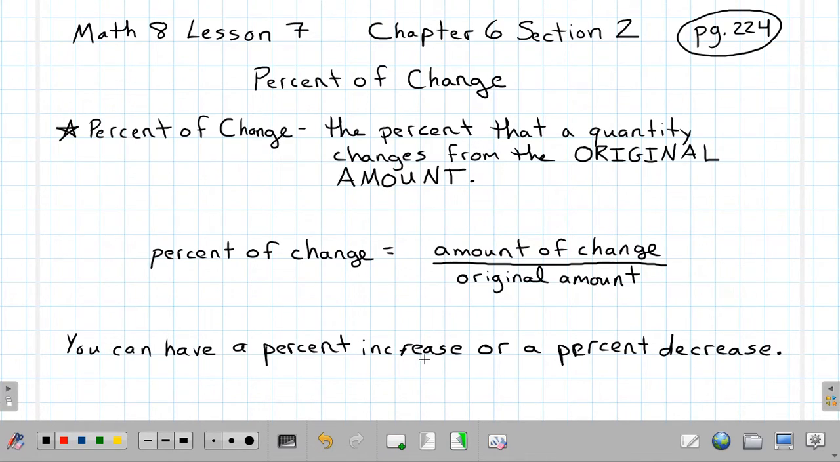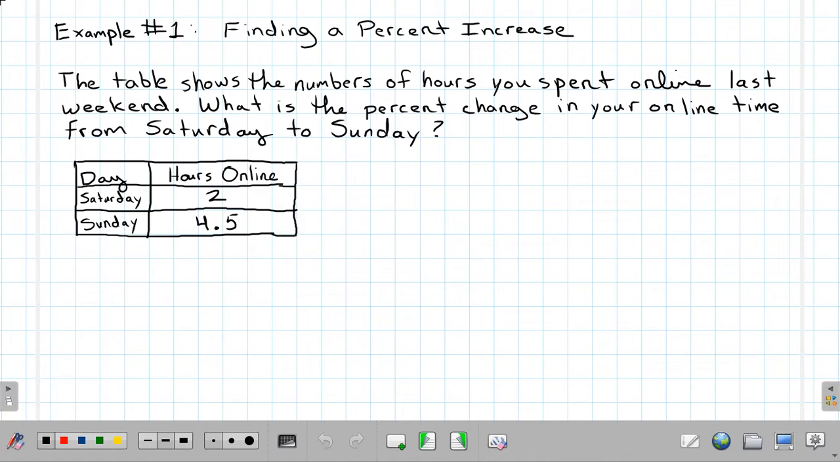So how we talk about increase and decrease from before: increase means your number gets bigger or larger, and decrease means your number gets smaller. So let's go ahead and look at some examples. Example 1 is the same as example 1 in the book. In this example, they tell you you're going to be finding a percent increase. The table shows the number of hours you spent online last weekend. So here's the question. It was important to know the context of the question.